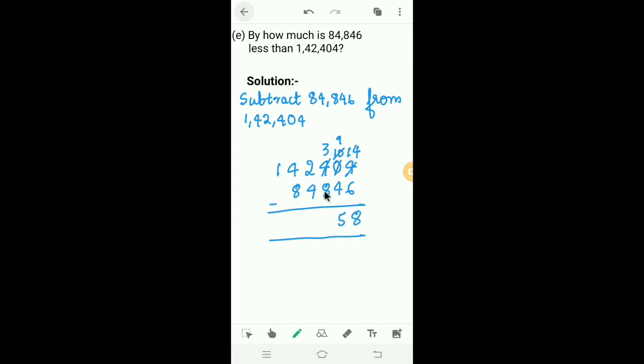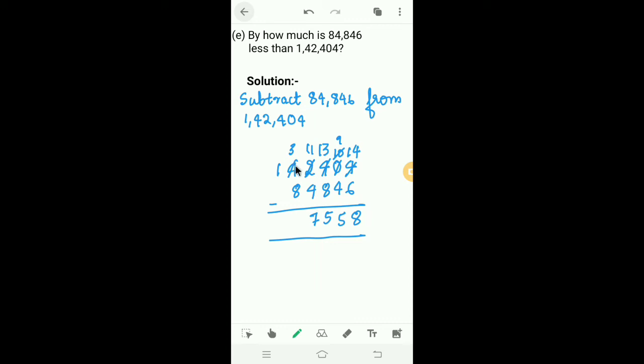3 minus 8, is it possible to subtract? No, it is not possible. So what we have to do? We have to borrow from the next number. Here the next number is 2. If you borrow from 2, then 2 becomes 1 and here 3 becomes 13. 13 minus 8 is 5. 1 minus 4, is it possible to subtract? No, it is not possible. So we have to borrow from the next number. Here the next number is 4. If you borrow from 4, then 4 becomes 3 and here 1 becomes 11. 11 minus 4 is 7.